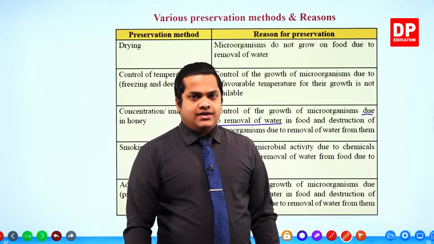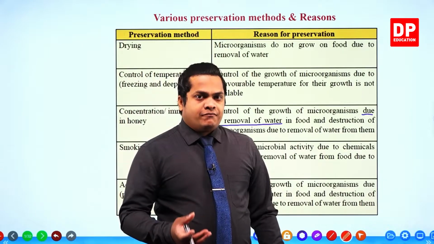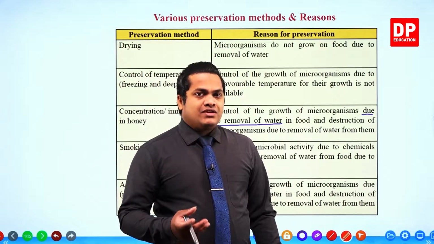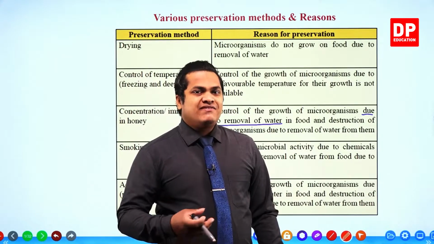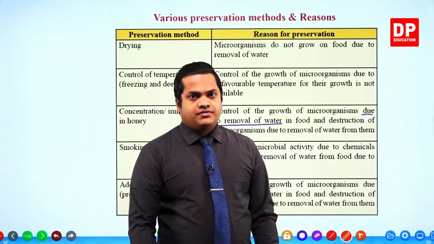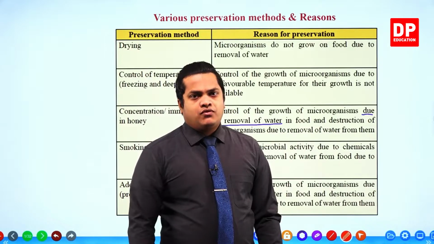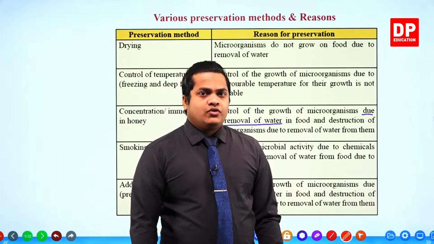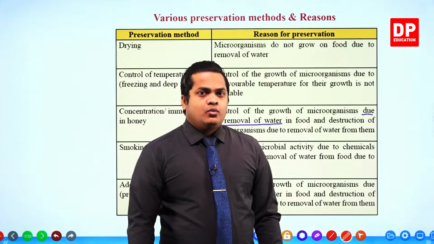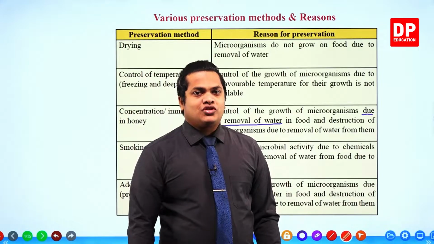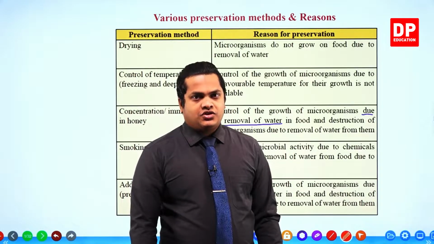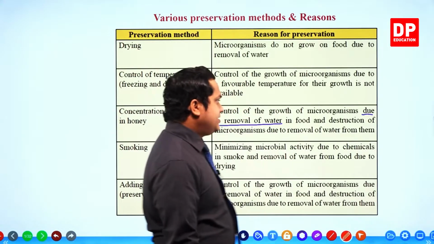When you dip it in honey, the food item will not be able to receive water or moisture from the environment. In that case also, we reduce the amount of water obtained by the food item. So here also the food is getting preserved with the help of reduction of water. Okay, reduction of water. So here it is given once again.